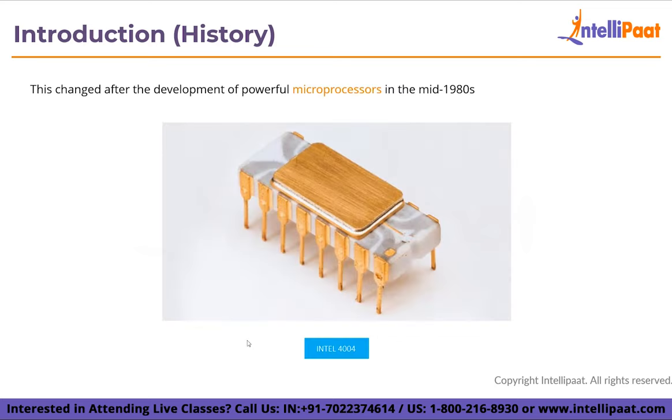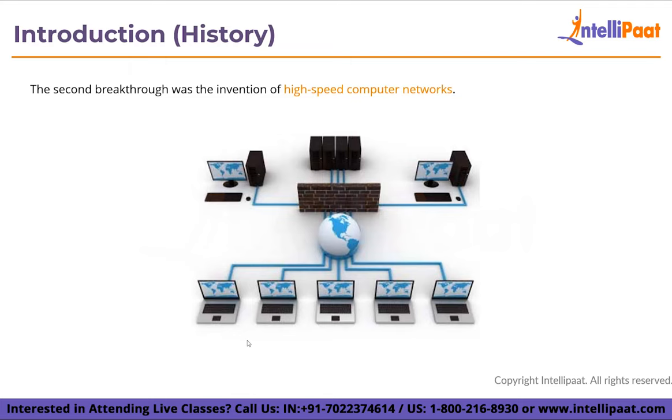And then all of this changed after the development of a powerful microprocessor. What you see in the image is the Intel 4004. It was among the early microprocessors to be developed. This started in the mid 1980s, 85, 86 and so on. So every major company started manufacturing microprocessors. The size of computers generally became smaller after the invention of microprocessors. This was the first breakthrough in computing. And then the second breakthrough came when the invention of high-speed computer networks took place.